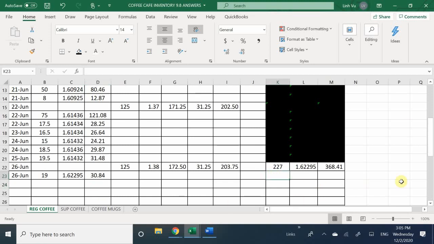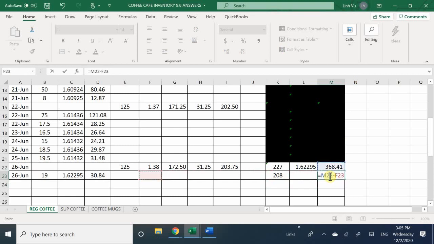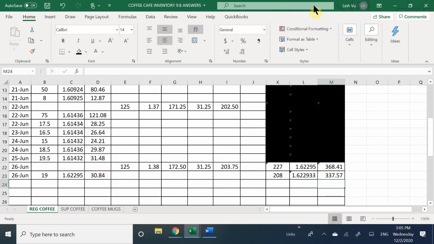Perfect. So now we're going to go over and adjust our inventory. We have to take the 19 pounds out of the 227, which is going to leave us with 208 pounds. We have to subtract the $30.84 from the $368.41, which is going to leave us with $337.57. And our new average is going to be 1.62293. Okay, so we actually got a difference in here, a little bit, some sliver of a penny.